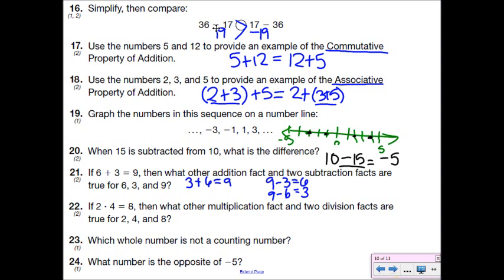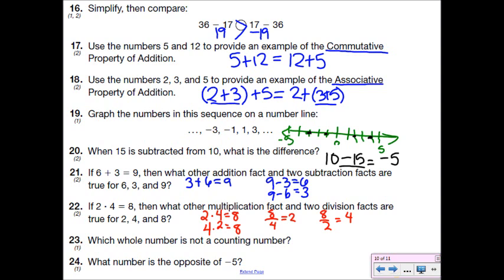22. If 2 times 4 is 8, what other multiplication fact and 2 division facts are true for 2, 4, and 8? Well, we have 2 times 4 equals 8. That's what they gave us. So then 4 times 2 must be 8. Or 8 divided by 4 is 2. Or 8 divided by 2 is 4.